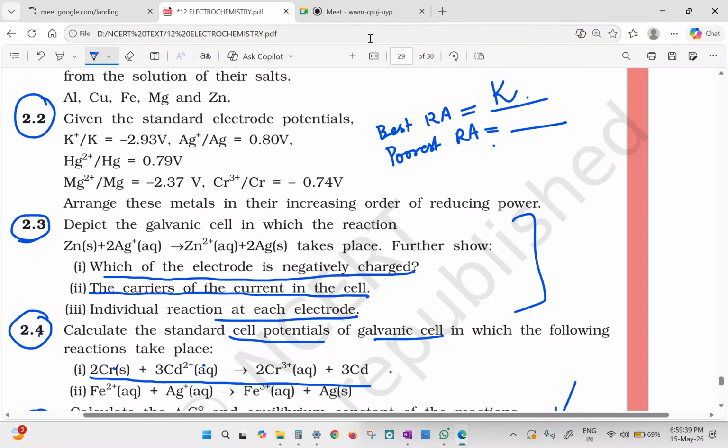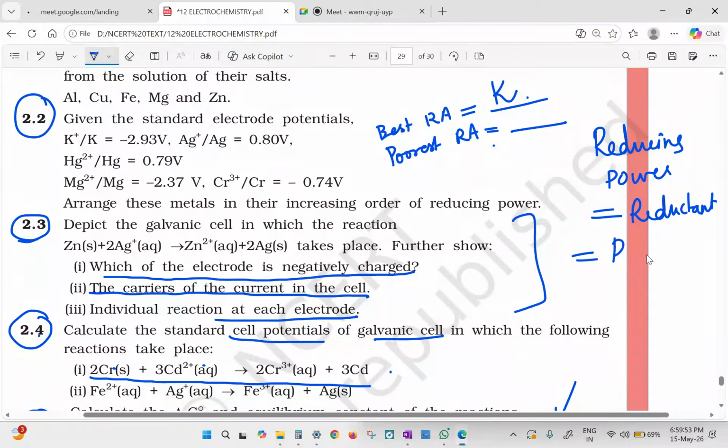Ma'am, so when you say reducing power, it doesn't mean reduction power. Yes, reducing power is the same as reductant, is the same as reducing agent. All are the same. Reducing power, reductant, reducing agent. All the three statements are the same. So the best reducing agent will be the one with the most negative sign. What do you mean by most negative sign?